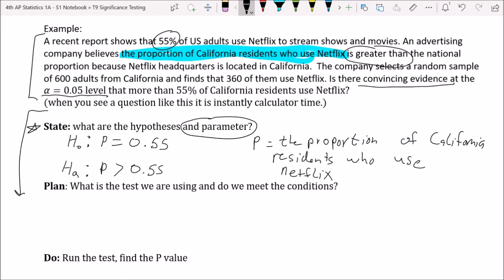What's the test we're using and do we meet the conditions? Okay, so I'm going to write it out like this. Our test, because it's only one sample and it's a proportion, I'm just going to write out 1 proportion z-test. And then we need our conditions. Condition 1 is the randomness condition. And did we meet that? Let's see. The company selects a random sample. Okay, I'm going to quote them. In quotes, random sample.